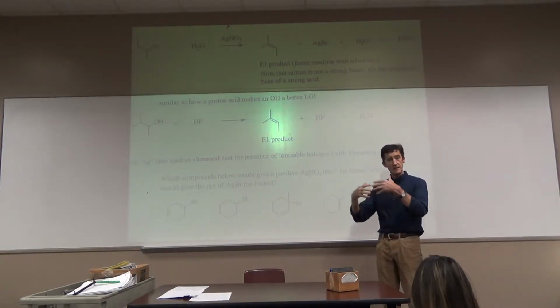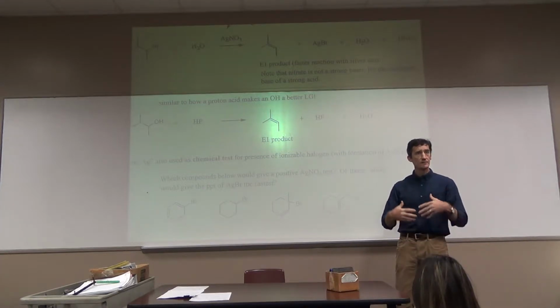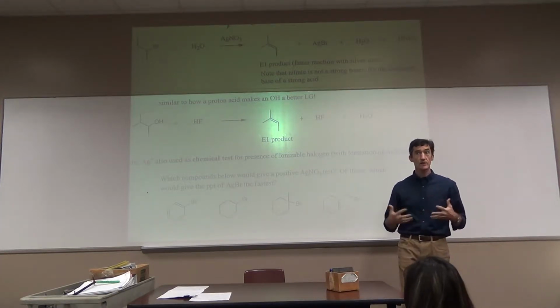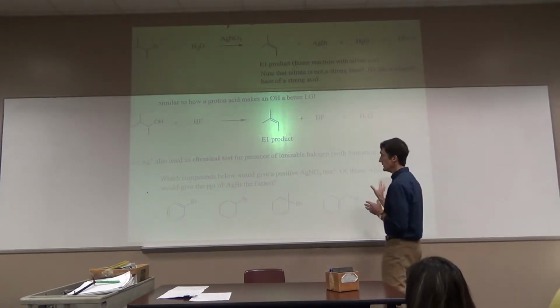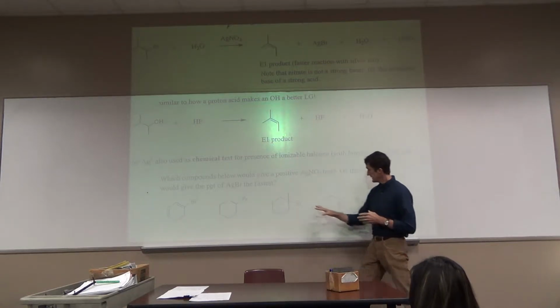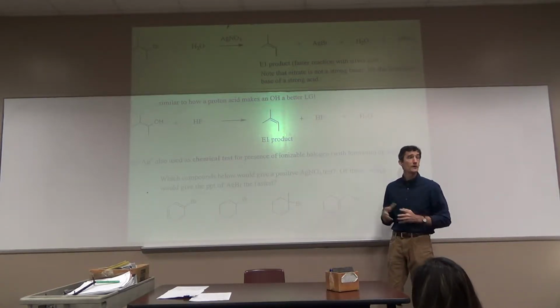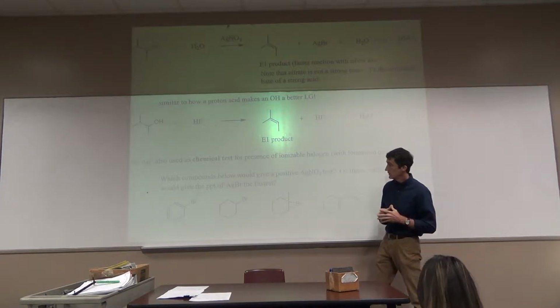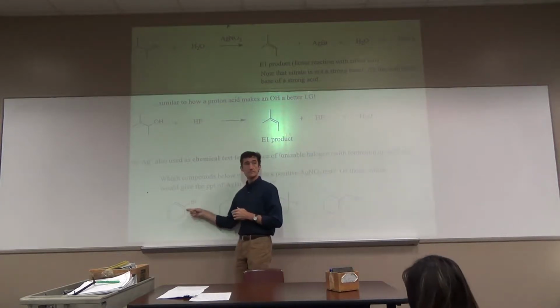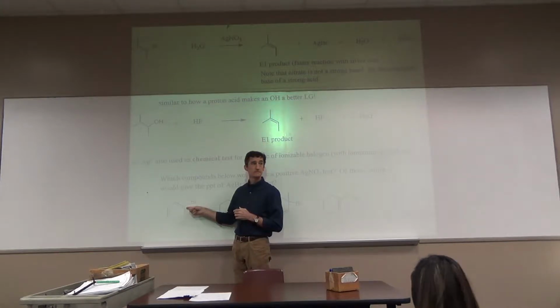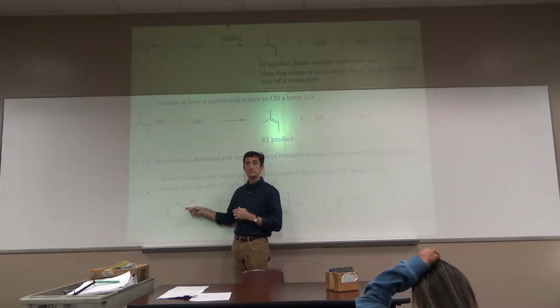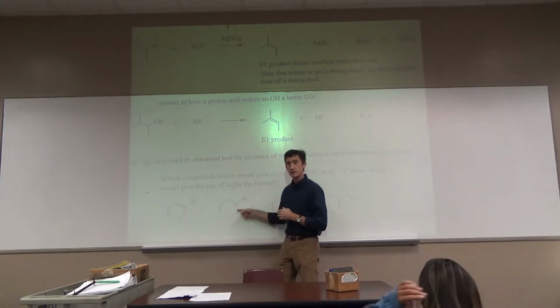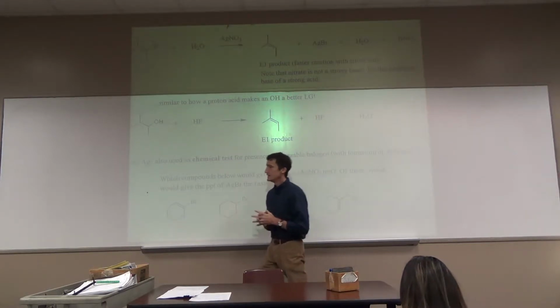The positive being the formation of the precipitate of the silver halide, which is insoluble. Which one of these will give a precipitate of silver halide? They're all bromide, so silver bromide. First one? Second one? First one.